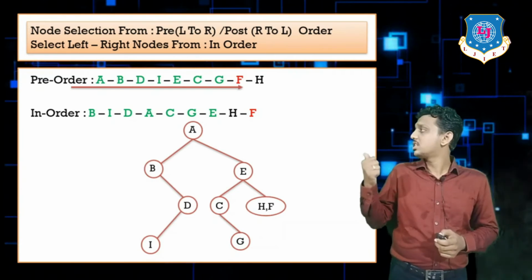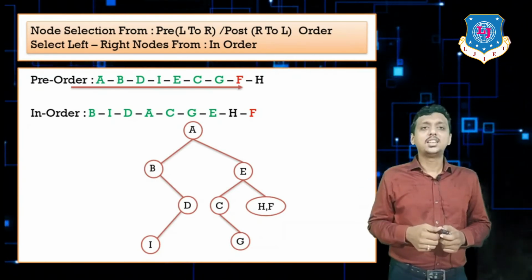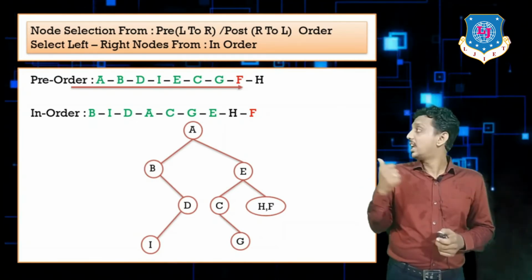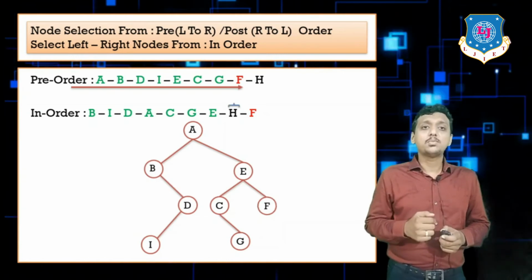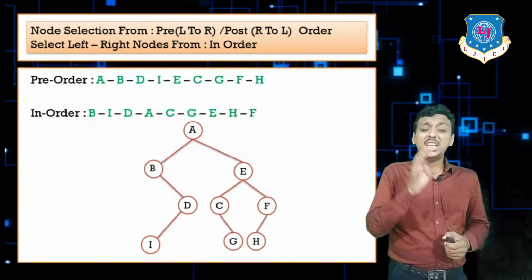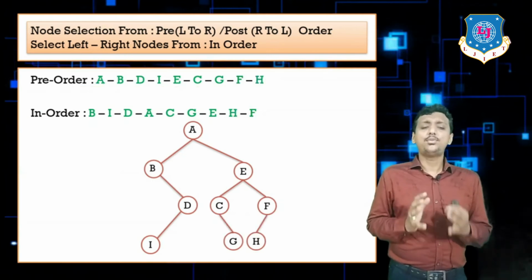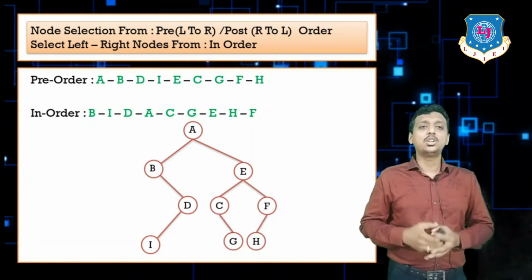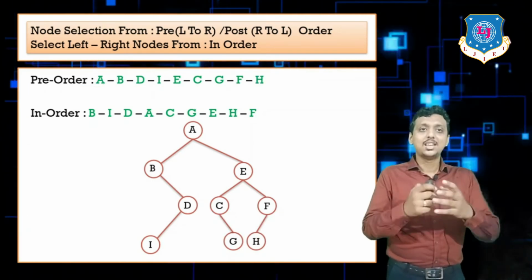Okay, so we just need to select F first, and then H must be on the left side of F. Okay, students, we have just made the binary tree from our given pre-order and in-order sequence. Okay, now let me show you another example.